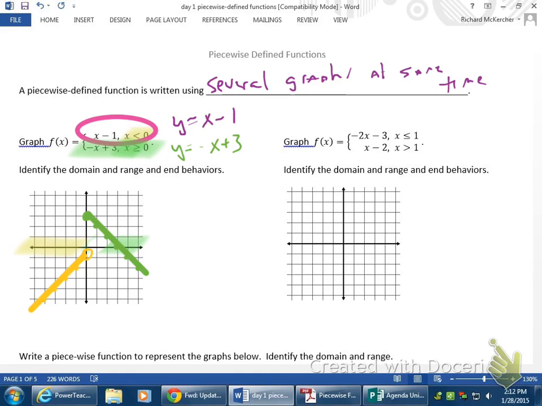To check out the domain and the range, for the domain I ask myself, do I use all of the x's that go to the left? And the answer is yes, they're all on this yellow graph. Do I use all the x's that go to the right? And the answer is yes, they're all on the green graph. And in fact, this solid dot here fills in that empty hole there, so my domain is all real numbers.